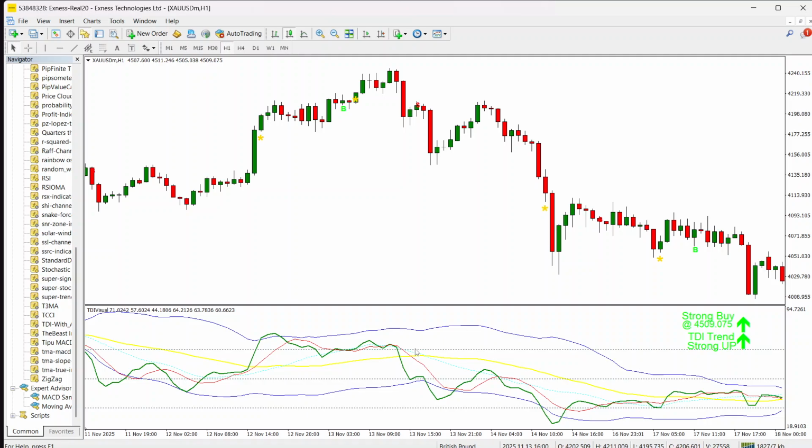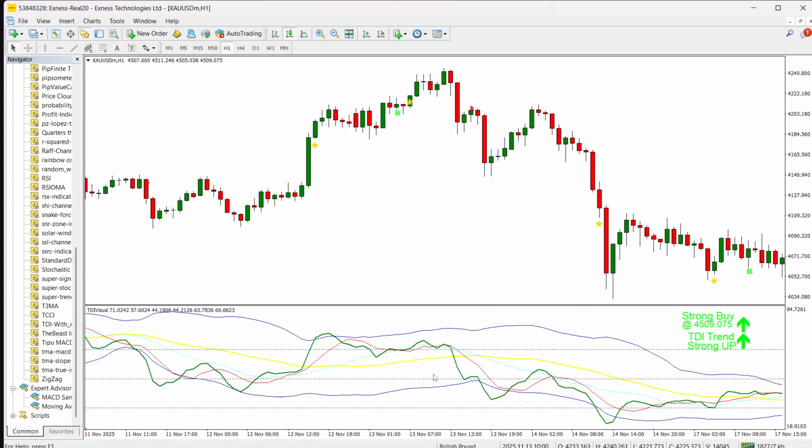A bullish crossover occurs when the TDI line crosses above the signal line, suggesting a potential buy signal, while a bearish crossover occurs when the TDI line crosses below the signal line, indicating a potential sell signal.